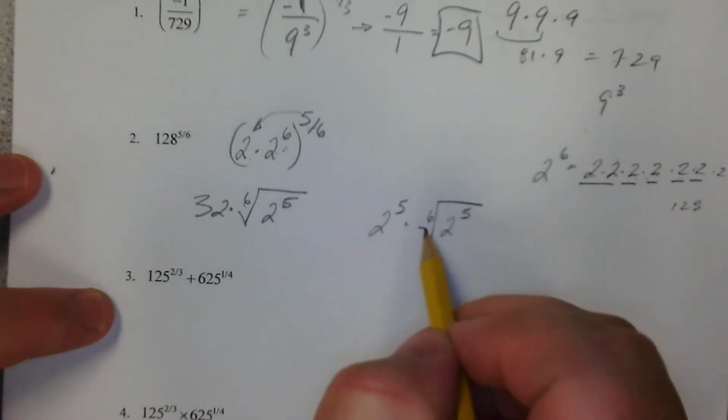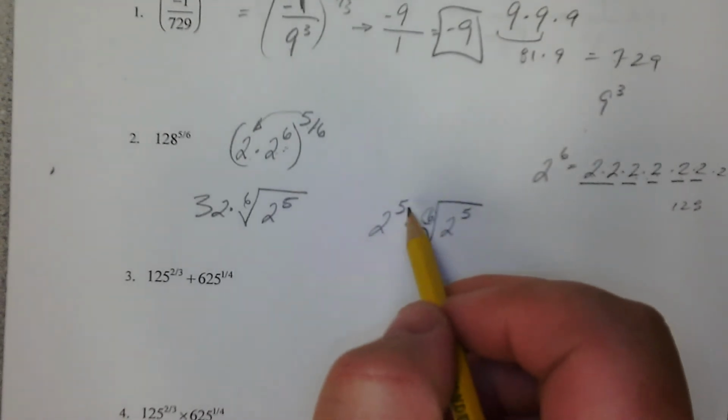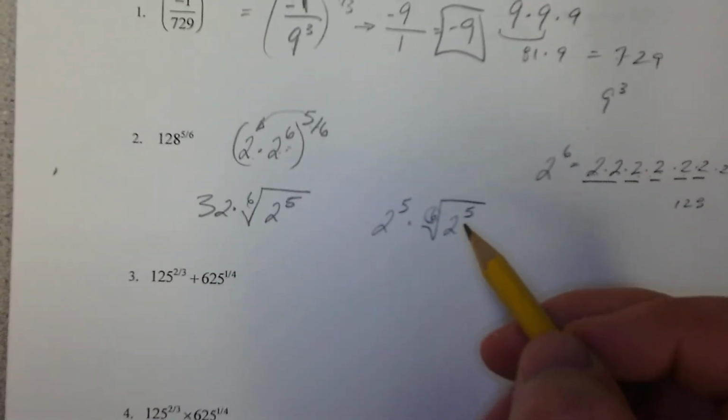Now, be careful. This is an index. It has to go in that little pocket right there. If you're sloppy with your writing, it could look like the power of 56 or all kinds of nastiness. So yeah, just be careful with that.